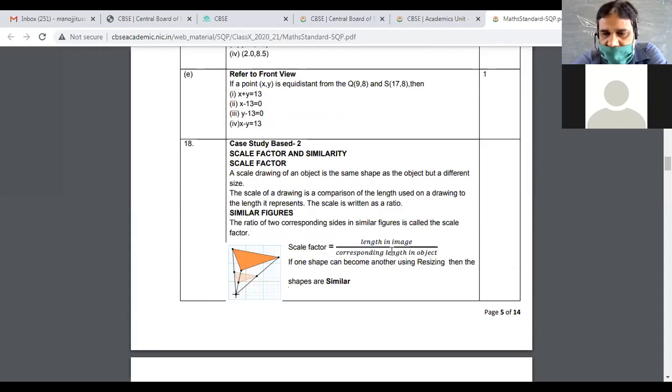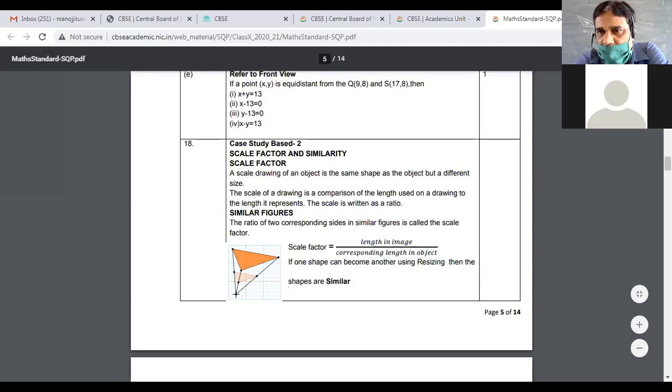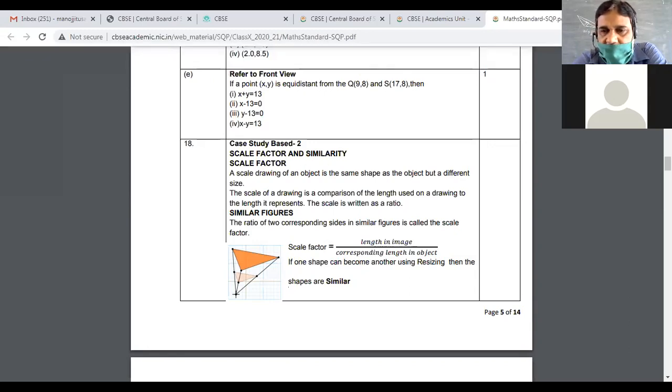And do you know how to get similar images, similar diagrams, in Word or PowerPoint or anything?